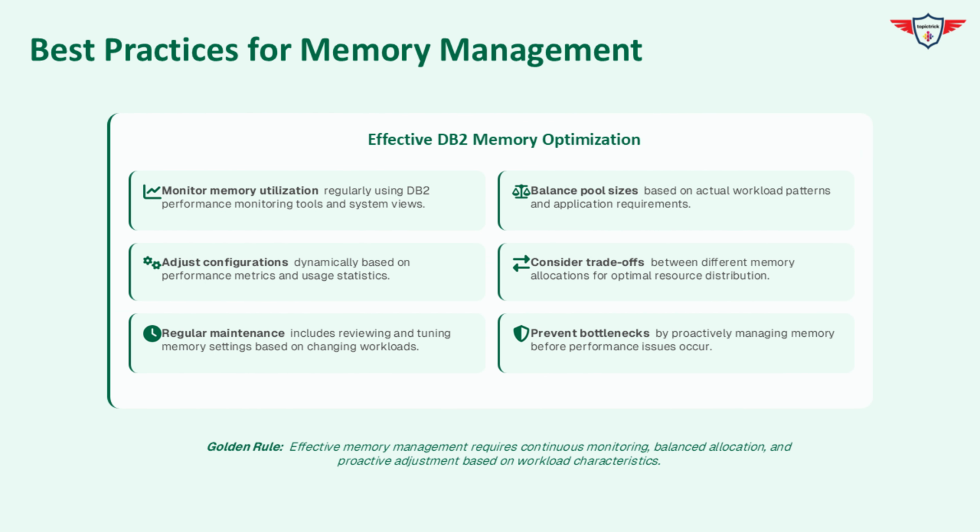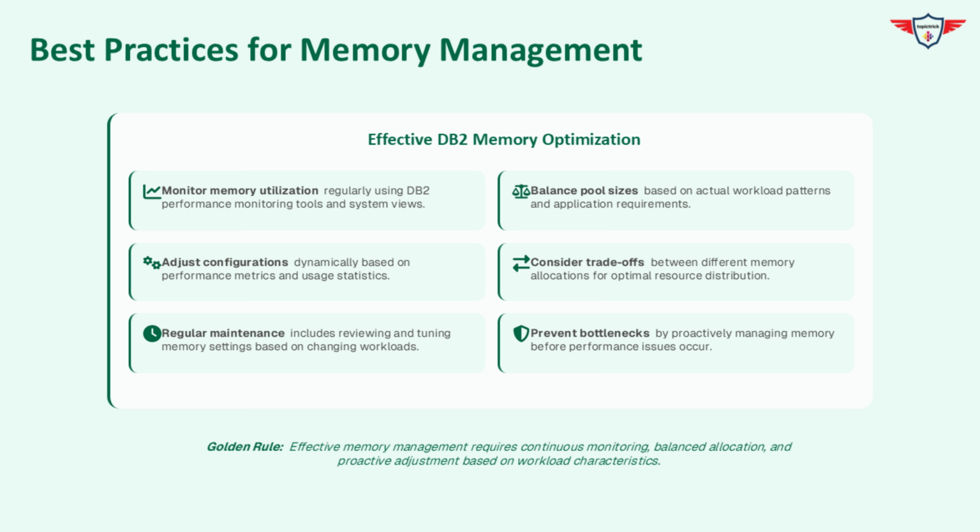Let's talk about practical best practices that you can apply in real-world DB2 environments. First, and most importantly, monitor memory utilization regularly. Use DB2's built-in monitoring tools and system views to track buffer pool hit ratios, EDM pool usage, and thread memory consumption. Set up alerts for when utilization approaches critical thresholds. Second, balance pool sizes based on actual workload patterns, not theoretical guidelines. Every environment is different. A data warehouse will have different memory requirements than an OLTP system. Use your monitoring data to understand your specific usage patterns.